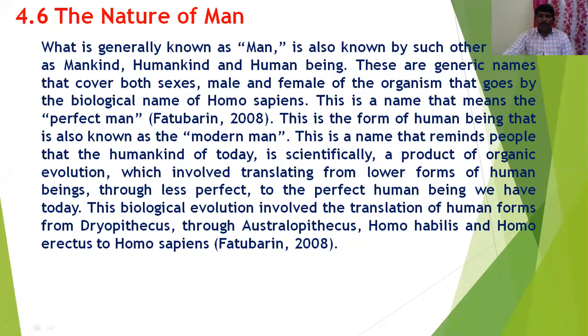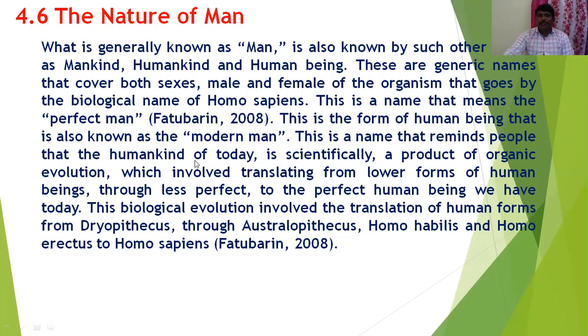What is generally known as man is also known by such other names as mankind, humankind, and human being. These are generic names that cover both sexes, male and female, of the organism that goes by the biological name of Homo sapiens. This is a name that means the perfect man. This is the form of human being that is also known as the modern man.